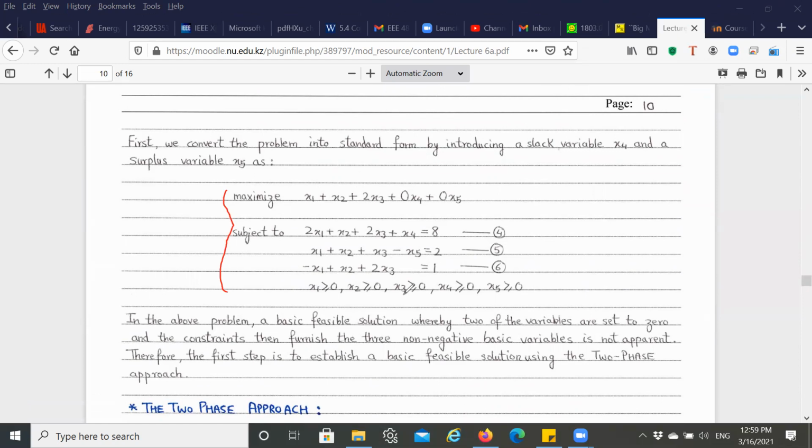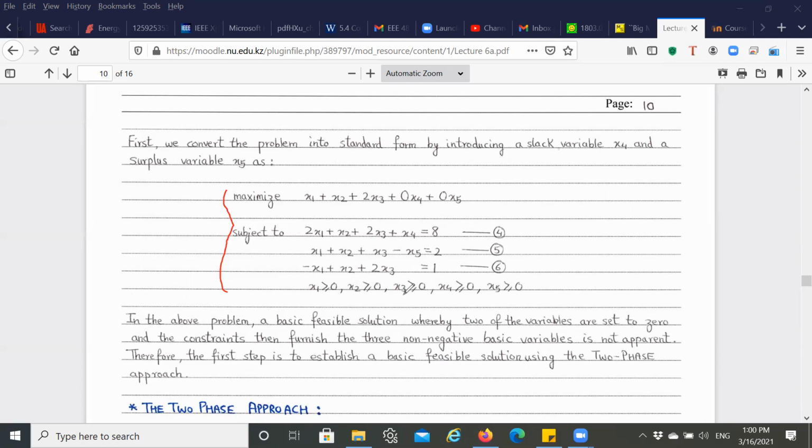When you have an auxiliary variable, it comes into play when you have greater than equal to or equality constraints. In that case, the standard form will always have an auxiliary variable, and to solve LPP problems with auxiliary variables, we talked about the big M method that we saw last time. We can use the big M method to solve that problem.